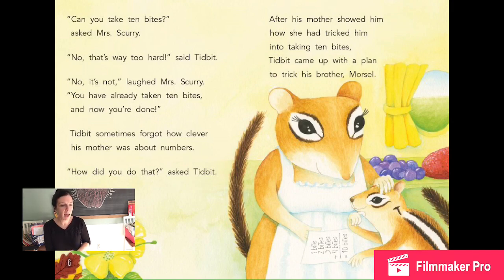Tidbit sometimes forgot how clever his mother was about numbers. Does that make sense? Yeah, and does it look like the word sometimes? Yeah, so I used both of my strategies, Skippy Frog and Chunky Monkey, to help me figure it out all on my own. So if you get stuck on a word, I want you to make sure that you use both of those strategies to help you.